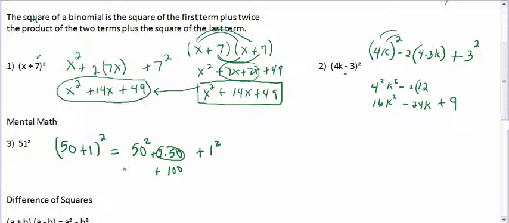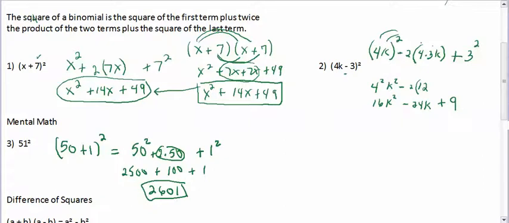5 times 5 is 25, and there's 2 zeros. And then I have my 1. So when I add 500 plus 100 is 2601. So there's my answer for that one.